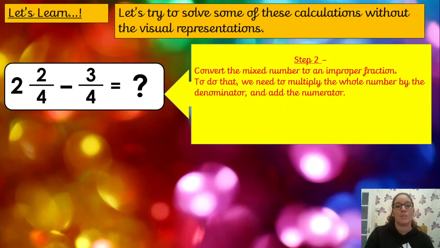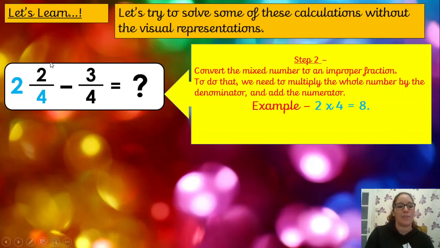Okay, so we need to multiply the whole number, which is the 2, by the denominator, which is the 4, and then we're going to add the numerator. Now let me show you slowly. So we're going to multiply the whole number, so 2, times it by the 4, okay, so that's 8. We know 2 times 4 is 8.